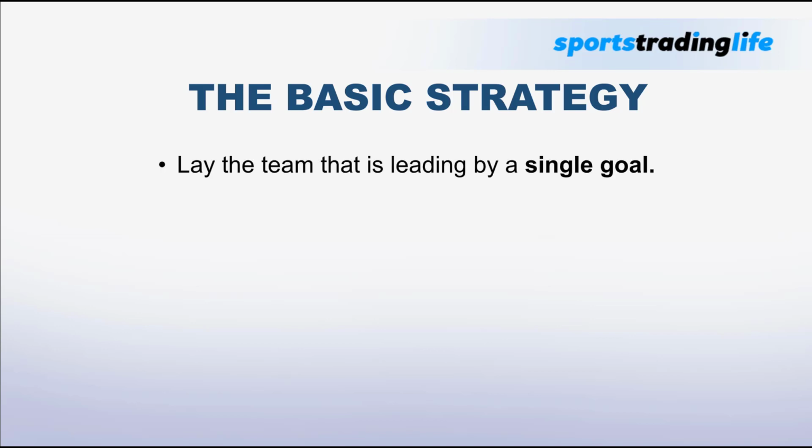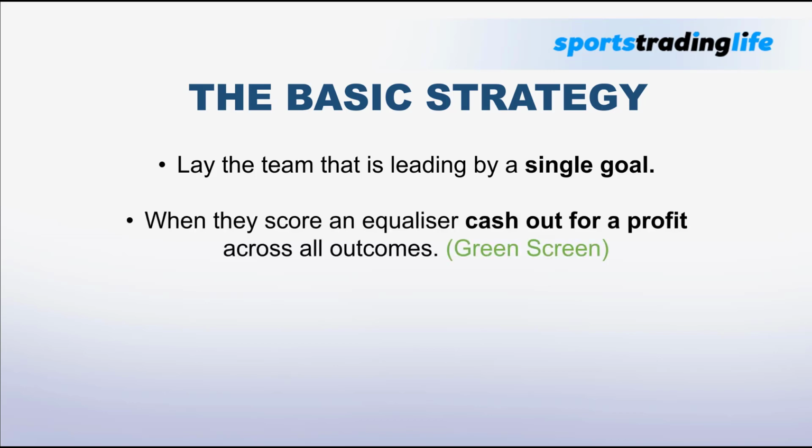So the basic strategy is that we're going to look for a team that is leading by a single goal. We have a reason to believe that they are going to concede an equaliser. And then once they concede an equaliser, I've written when they score an equaliser, but when they concede an equaliser, we cash out for a profit across all outcomes, and that gives us a guaranteed green screen profit.